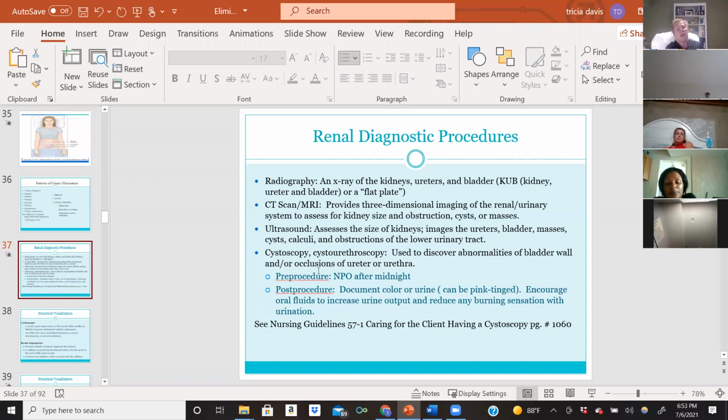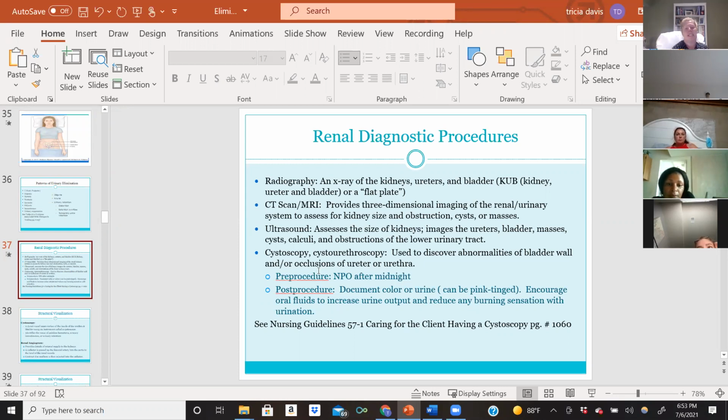Depending on what issues our patient is presenting with, there are different renal diagnostic procedures that we could do. We could do certain x-rays. We can do a KUB, which is short for kidney, ureter, and bladder. Some people call it a flat plate. I've probably heard that once or twice. They don't really say that anymore. This is nothing other than an x-ray to examine your kidneys, your ureters, and your bladder.